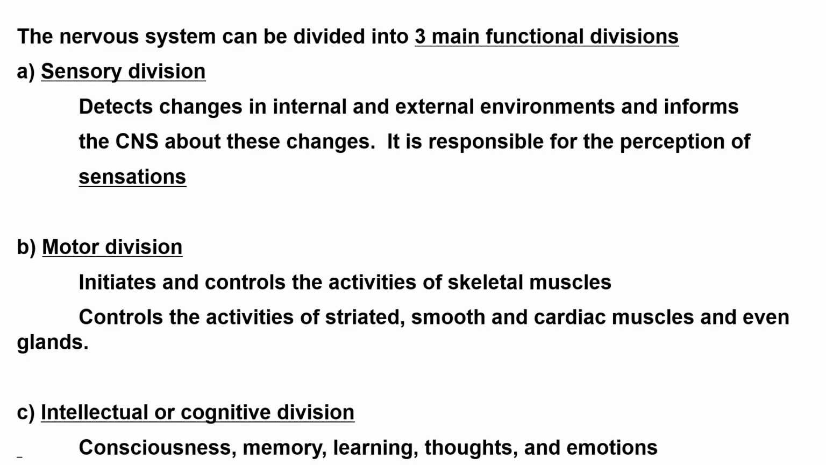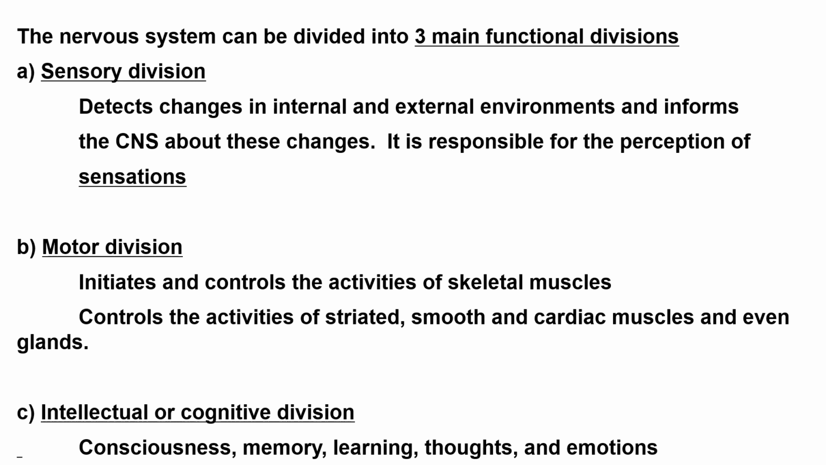Now, the nervous system can be divided into three main functional divisions, as you will know. You have the sensory division, and this division is actually responsible for detecting changes in the internal and external environments, and it informs the central nervous system about these changes. It is responsible for the perception of the sensations, which is what we'll be talking about. So that's the sensory division.